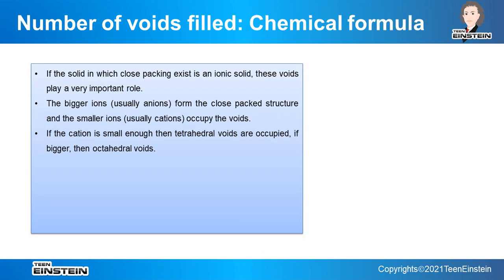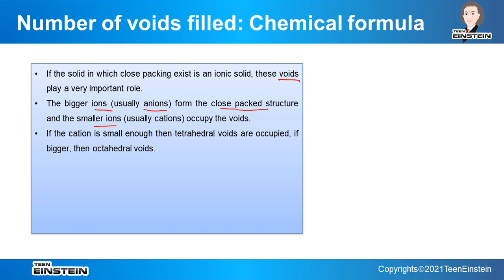Next you will see the number of voids filled, and from that how we can determine the chemical formula. If the solid in which close packing exists is an ionic solid, what will happen? Then these voids are very important. Solids may be of different types, as we have already seen, but if it is an ionic solid, obviously there will be ions. Now these voids play a very important role. And how do they play the important role? If you consider anion and cation, anions are always bigger in size compared to cations. So the bigger ions form the close packed structure, usually anions, and the smaller ions, in most cases, are the cations.